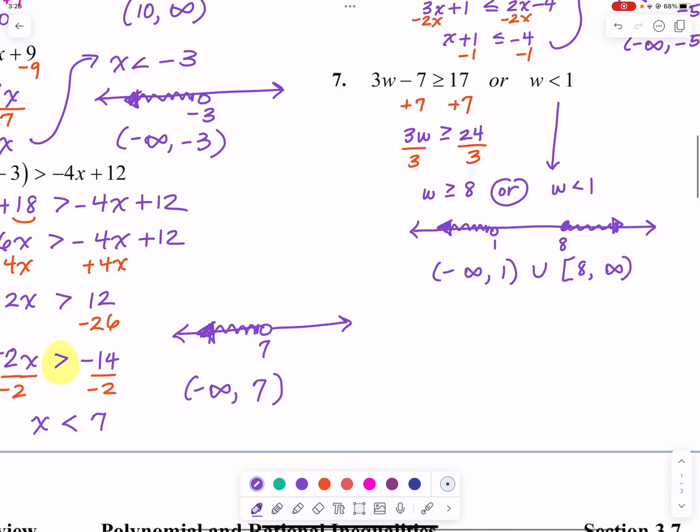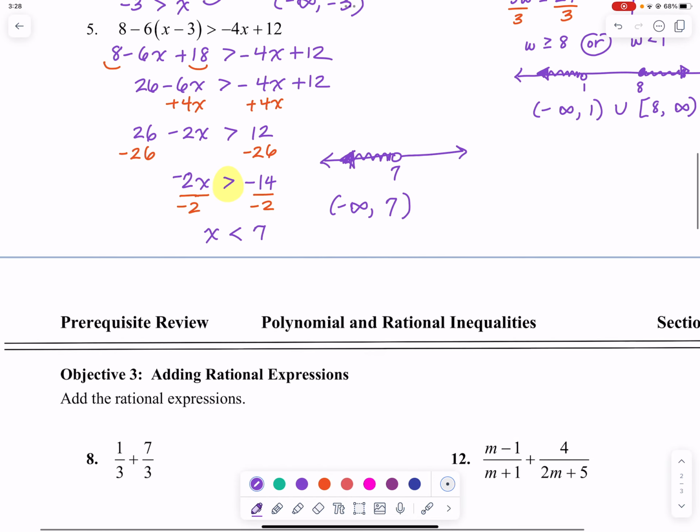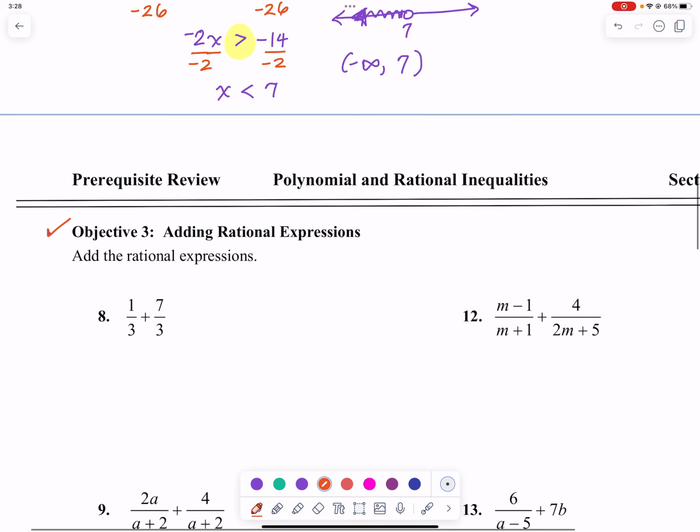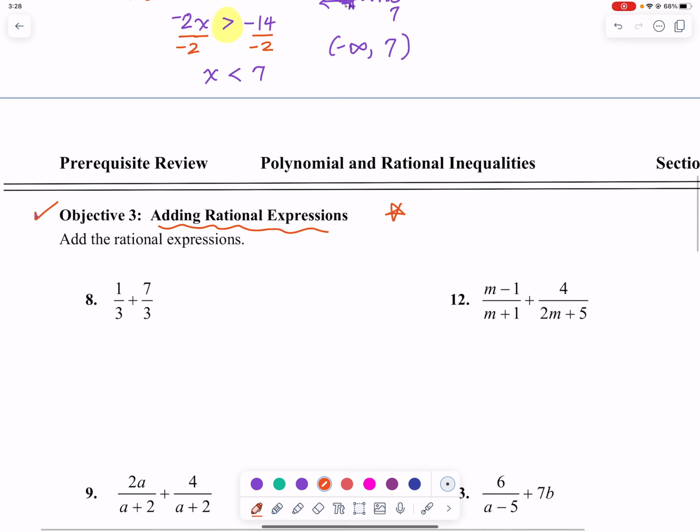Okay, let's take a look at our last objective, which is objective number 3. And here we are going to be adding rational expressions together. Keep in mind, we do need common denominators before adding.